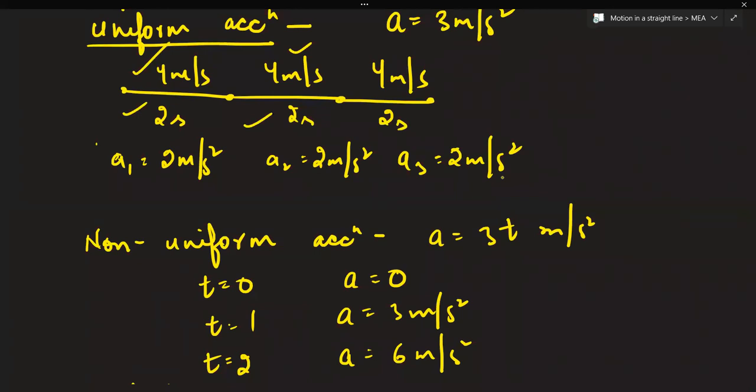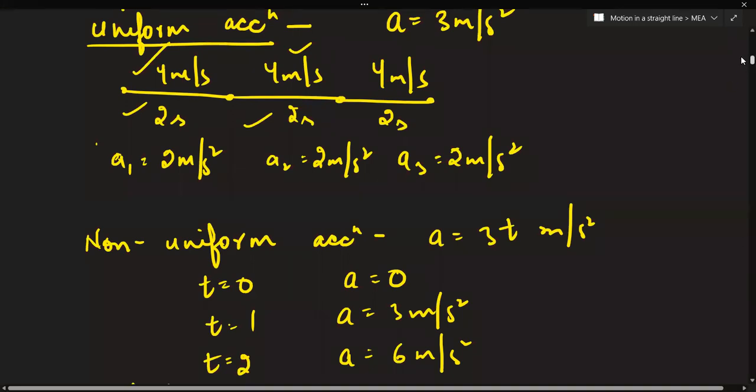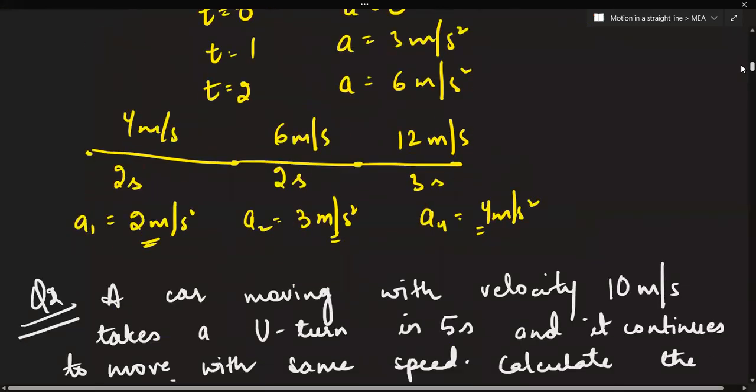For t equal to 0 seconds, acceleration is 0. For t equal to 1 second, acceleration is 3. For t equal to 2 seconds, acceleration is 6. So the acceleration's value will be changing in non-uniform acceleration. This is the difference between uniform and non-uniform.